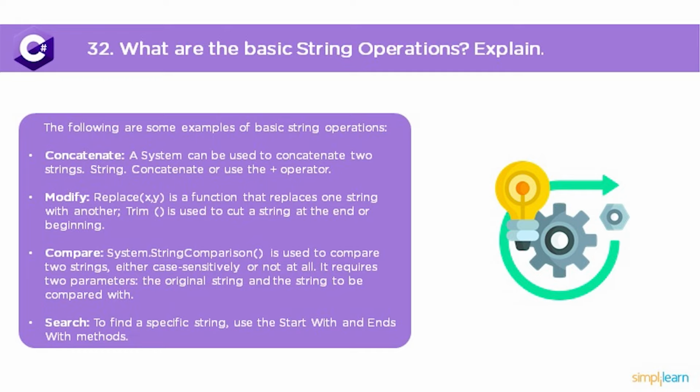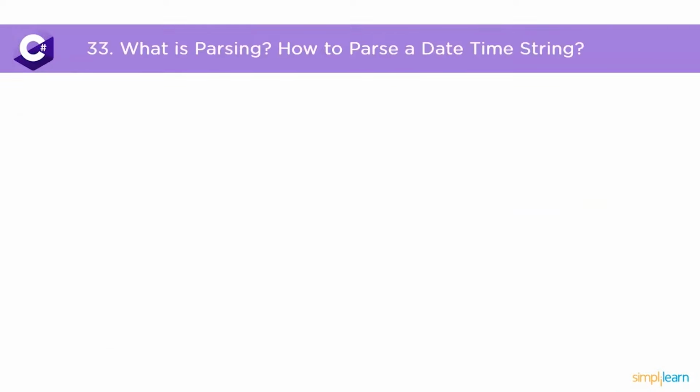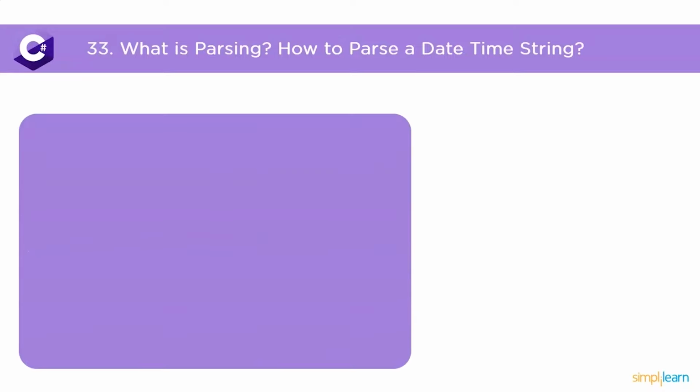It requires 2 parameters, the original string and the string to be compared with. The last operation is a search operation used to find a specific string, using the startsWith and endsWith methods. The following question is, what exactly is parsing? How do you parse a date and time string?